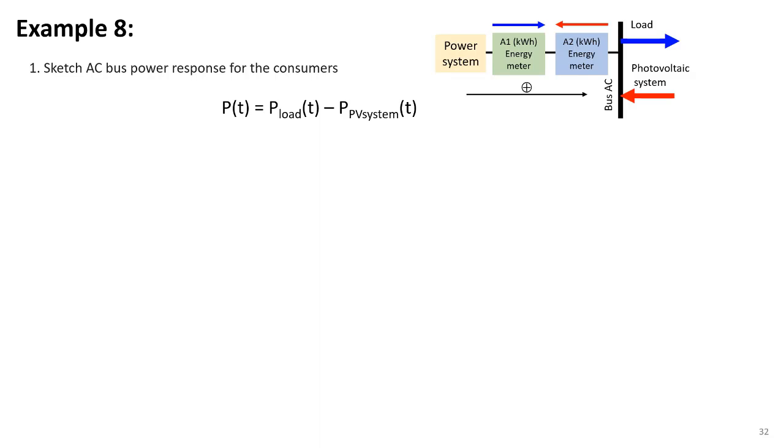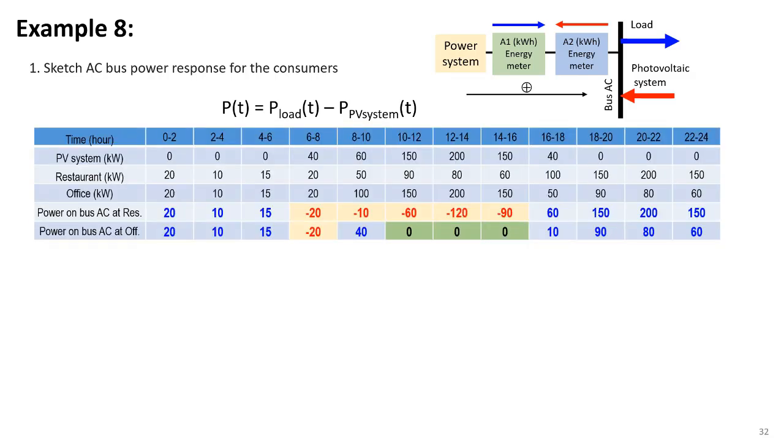The solution is here. In order to plot the power consumption curves of the two customers, we have to base on the energy conservation equation P_T equals P_load subtracted by P_PV. When P_T is positive, that means the customer is consuming more power from the grid. When P_T is negative, the customer is selling power to the grid. From the given graphs, you may gain the following data table, with the two bottom rows being calculated results for the two customers respectively.